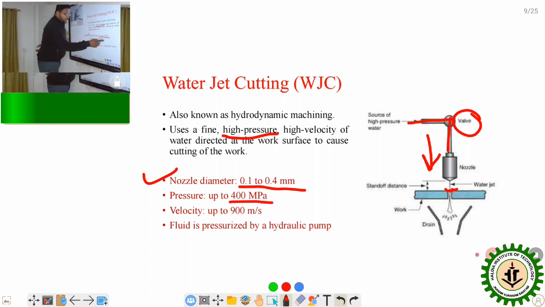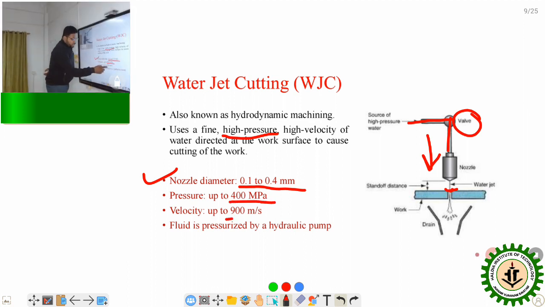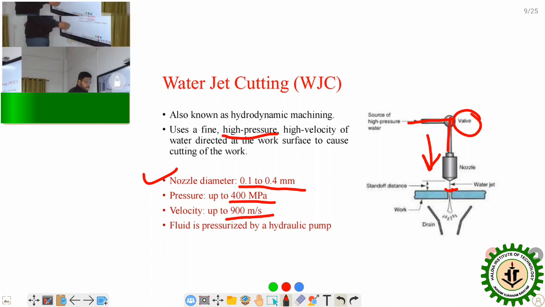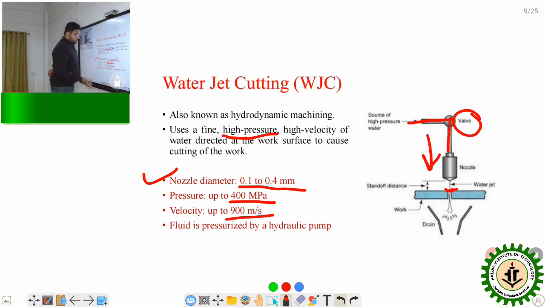And the pressure is 400 megapascal. The velocity is 900 meter per second. This is the velocity of the water jet. And we use a pump. So these parameters govern the machining quality or the surface quality of the workpiece.